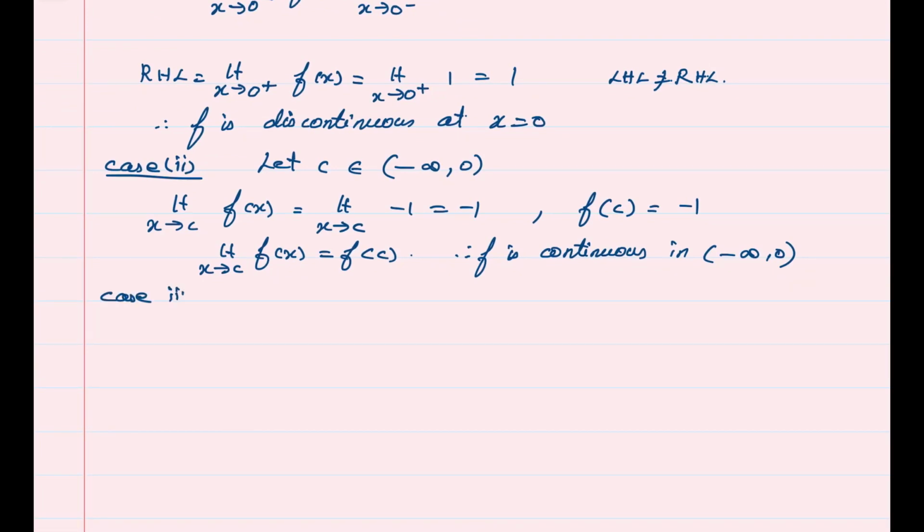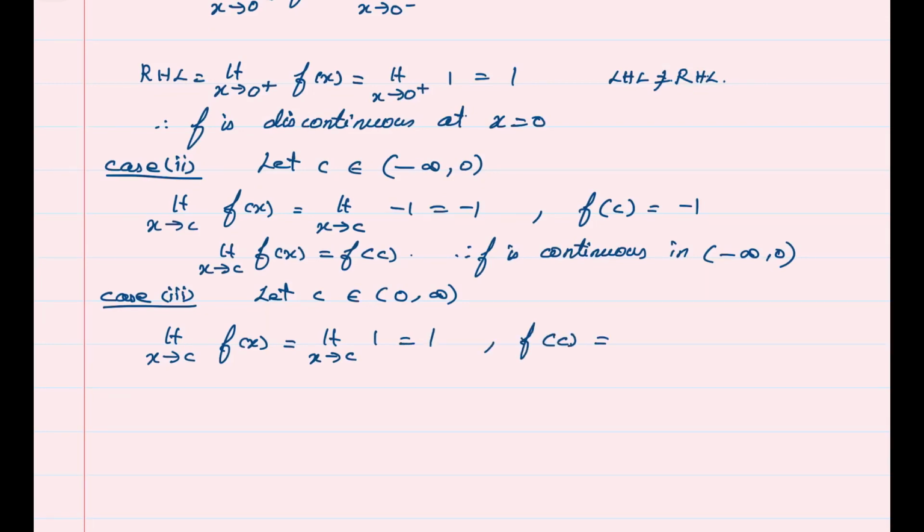Case 3. Let c belong to the open interval 0 to infinity. Limit as x extends to c of f of x. In this interval, the values are all positive. We will use the x greater than 0 definition, which is 1. The answer is 1. And f of c, c here is positive. Therefore, the answer is 1. The limit as x extends to c of f of x and f of c are equal. Therefore, f is continuous in the open interval 0 to infinity.